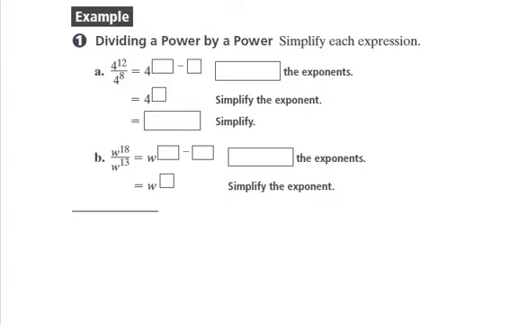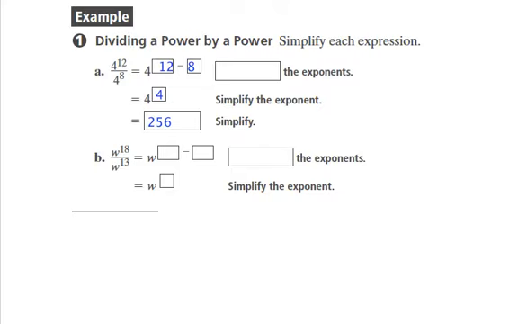Example 1, dividing a power by a power. Simplify each expression. In 1a, we have 4 to the 12th power divided by 4 to the 8th power. You can do this by taking the exponents and subtracting. So you would have 4 to the 12 minus 8, or 4 to the 4th. 4 to the 4th equals 256.